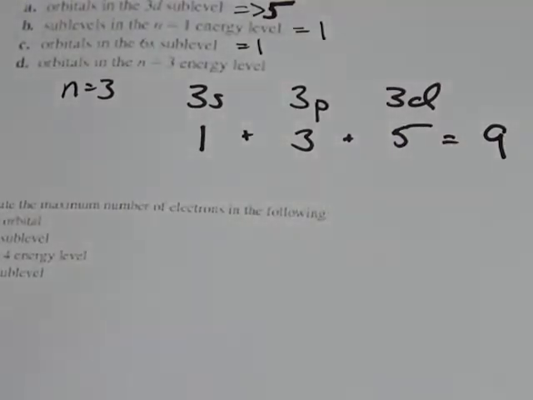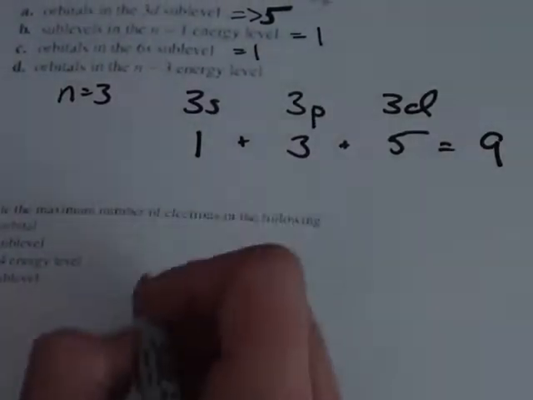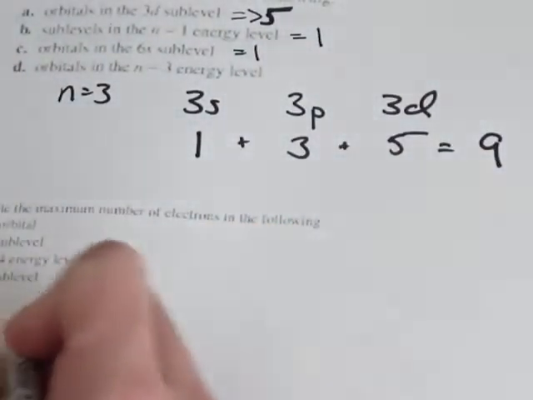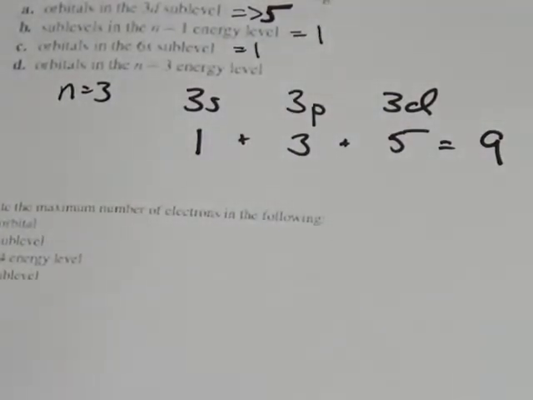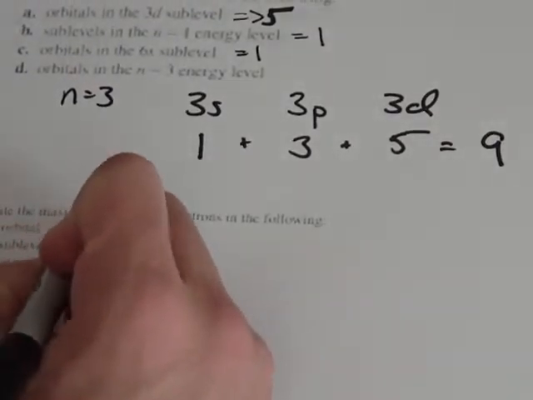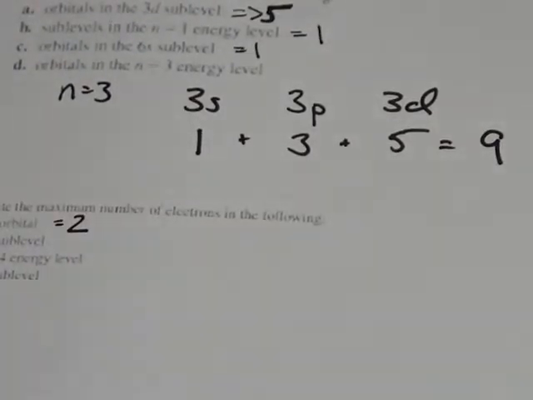Number 43. As for the maximum number of electrons in each of the following. So a 3p orbital. We can have 3 different 3p orbitals, but in one orbital we can only have a maximum of 2 electrons, and those 2 electrons must have opposite spin. So if it ever asks the maximum number of electrons in any orbital, it will always be 2.